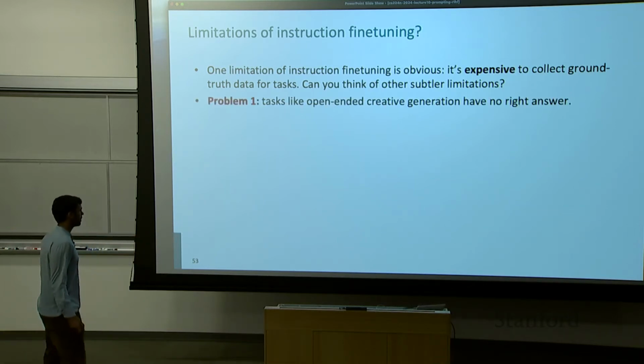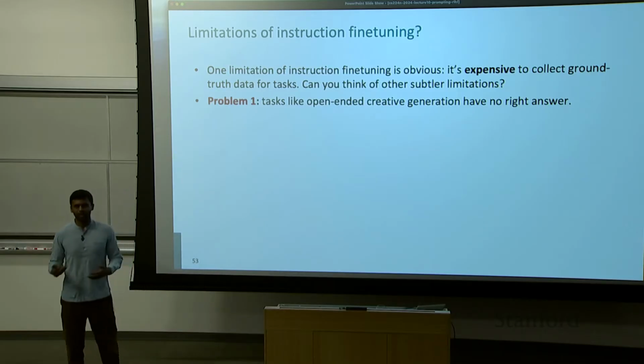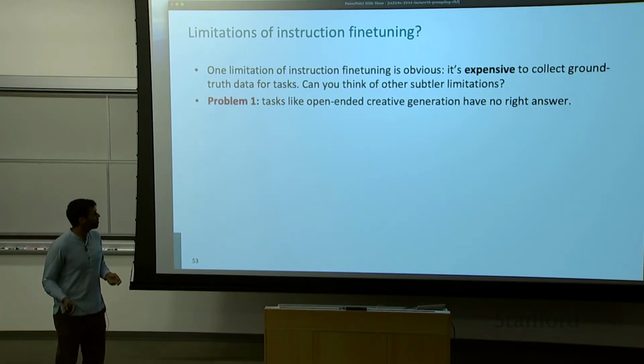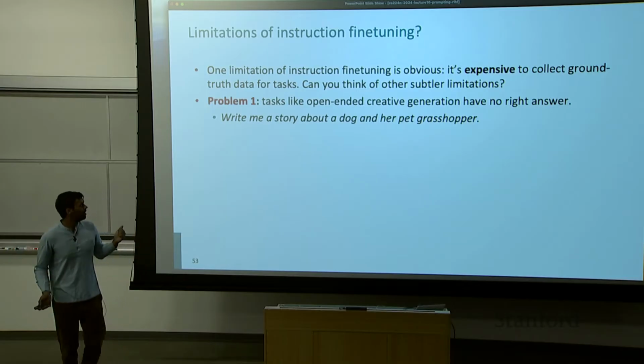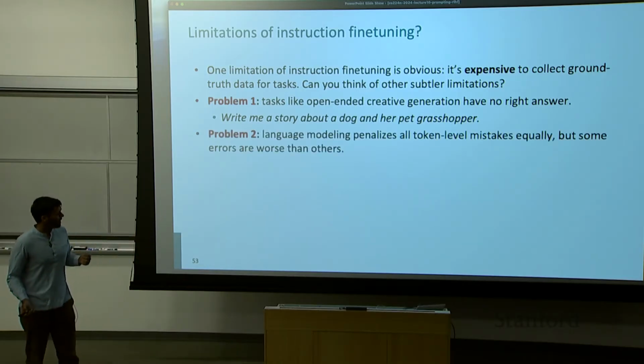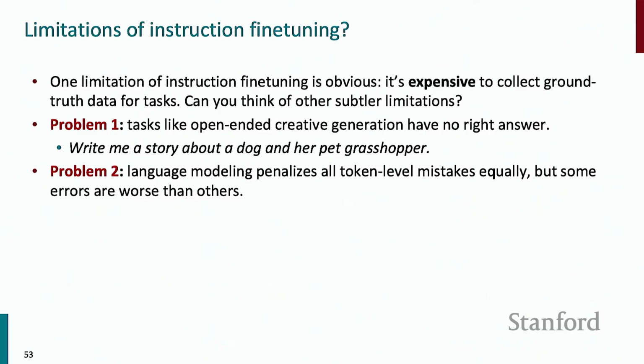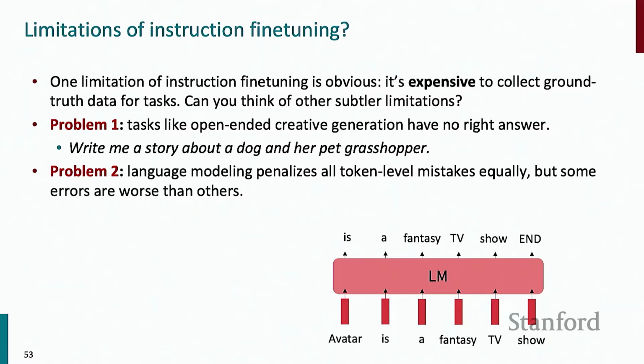But there are more limitations as well. And we were just discussing this: there are open-ended tasks related to creativity that don't really have an exact correct answer to begin with. So how do you generate the right answer to this kind of question? And language modeling inherently penalizes all token level mistakes equally. This is what supervised fine-tuning does as well, but often not all mistakes are the same. So this is an example where you're trying to do this prediction task. Avatar is a fantasy TV show. Calling it an adventure TV show is perhaps okay, but calling it a musical may be a much worse mistake. But both these mistakes are penalized equally.